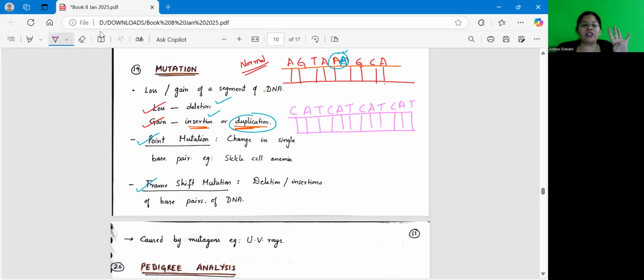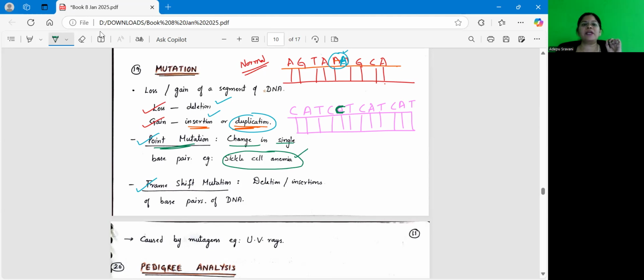Now, in point mutation, instead of A, if I change it to C, it is like CAT, CCT, CAT, and CAT. Isn't it? So this is called your point mutation, wherein we have changed only one nucleotide. We didn't add or delete anything. If there was A before, instead of A, now we have C. So that will be your point mutation. So change in a single base pair is called point mutation. Example, sickle cell anemia. We'll talk about this later in genetic disorders.